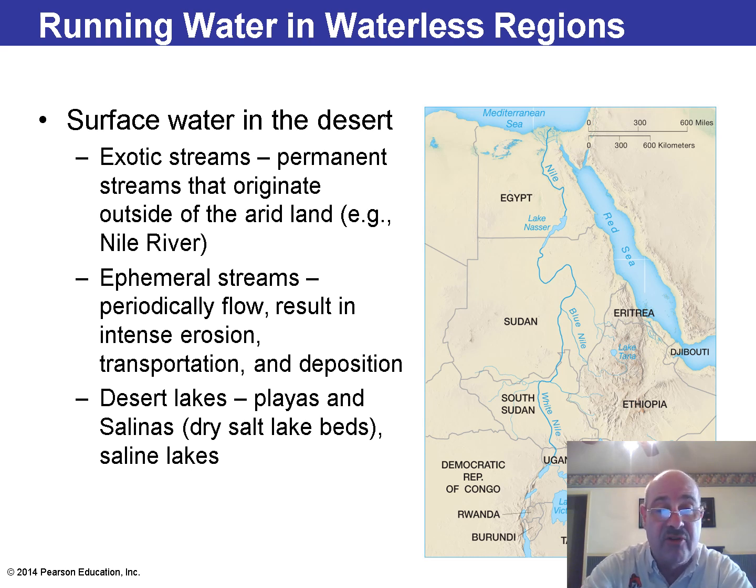All right, ephemeral streams periodically flow, resulting in intense erosion, transportation, and deposition. Again, thunder boomers. You turn around with a flash flood, it carries all that sediment, which turns into mud, so you get a nice mud flow. Desert lakes, playas.